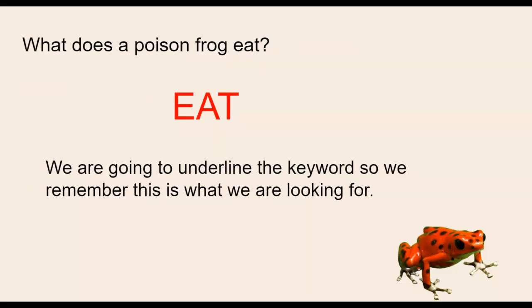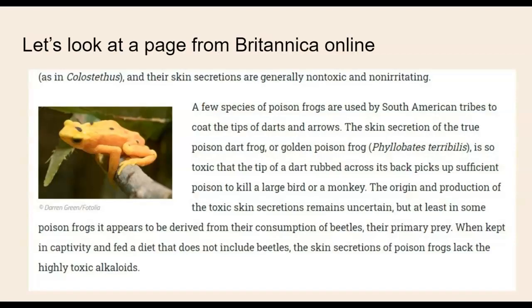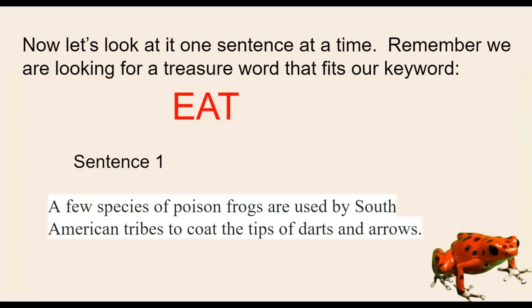Our key word was "eat." So we're going to underline that word. Remember, we're only looking for things that poison dart frogs eat. So we're only looking for "eat" or food or anything like that. This is a page from Britannica Online. I just screenshotted it. This is exactly what it looks like. We're going to look at it one sentence at a time, okay? So remember, we're looking for the word "eat."